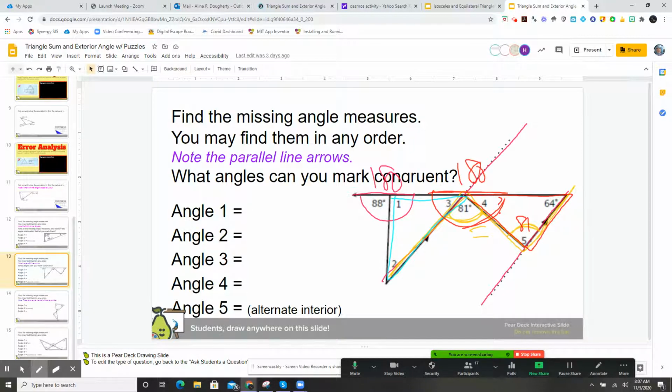Okay? You do not need to go in order. You can find whatever angle makes you happy first, whatever you see first. I tend to find linear pairs first and vertical angles second, and then move on to all the difficult stuff. I look for as many triangles as I can because I know triangles add up to 180.